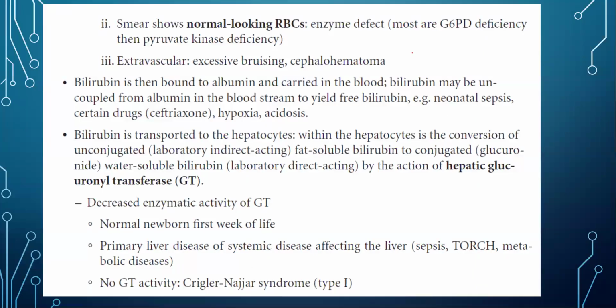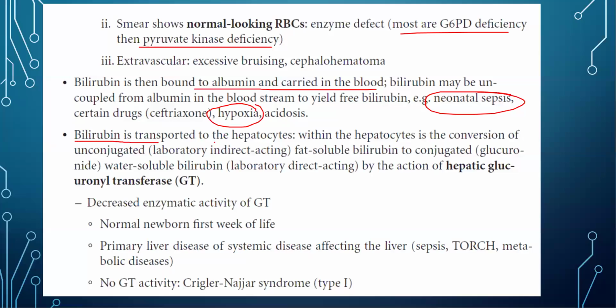And then there can be some enzyme defect like G6PD deficiency or pyruvate kinase deficiency. So all of these are causes of unconjugated hyperbilirubinemia. Okay. So bilirubin is bound to albumin and carried in the blood. But sometimes this carrying by the albumin can be disrupted if the child is having an infection like neonatal sepsis or having hypoxia. So that can also cause a bit of unconjugated hyperbilirubinemia.